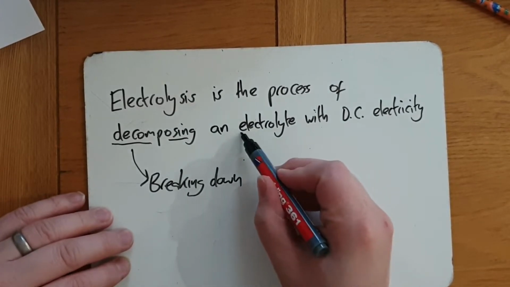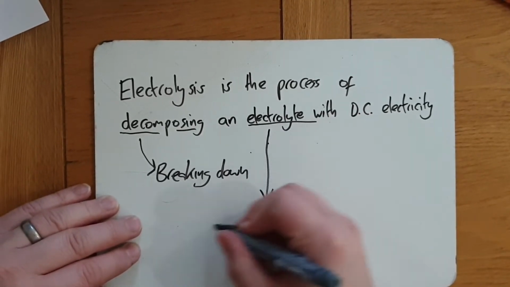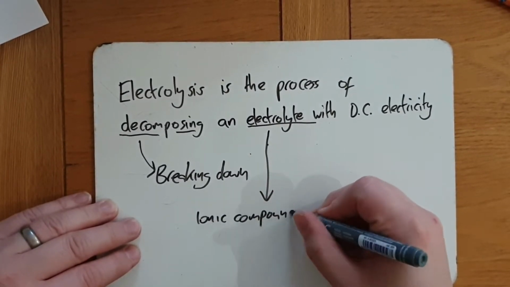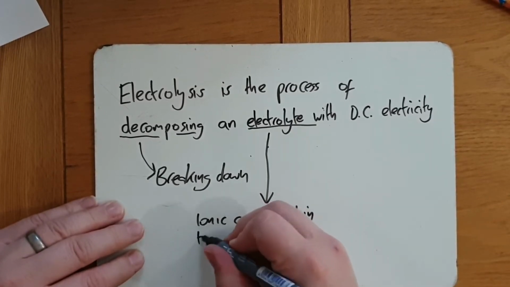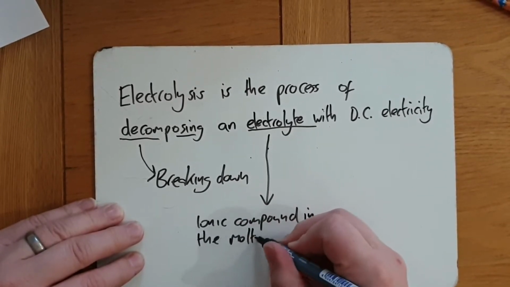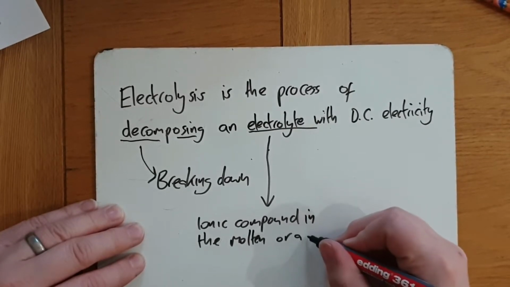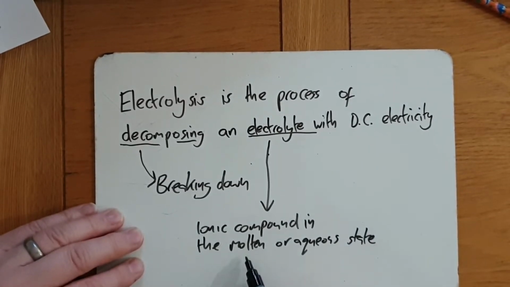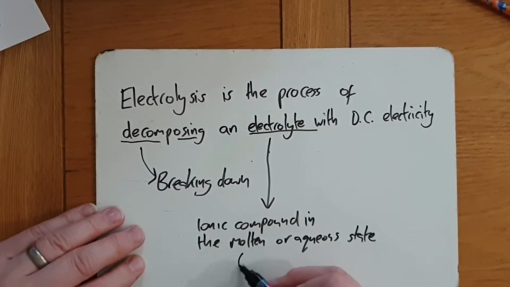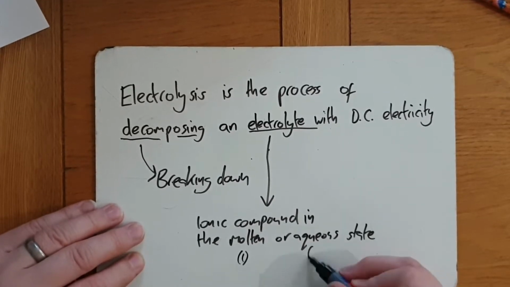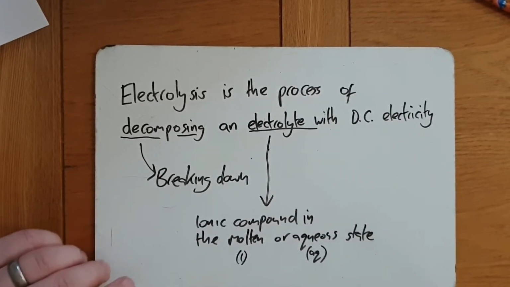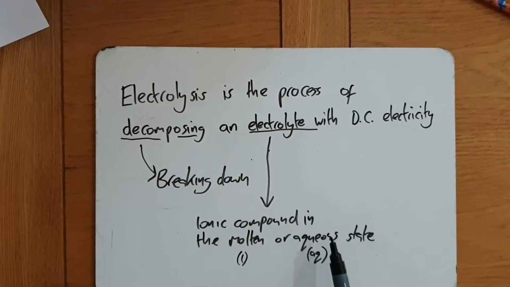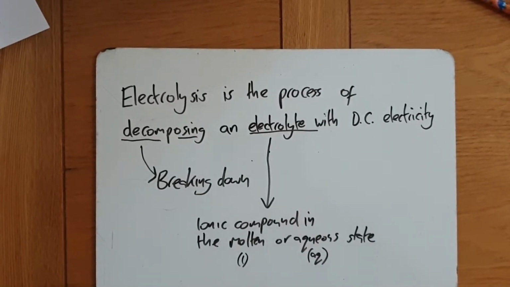So an electrolyte is an ionic compound in the molten or aqueous state. So molten just means you've heated it up until it's melted, right? It's a liquid, put brackets with a little L, and aqueous is dissolved in water, so brackets, AQ. And if you remember from the quiz, if you've got an ionic compound that's molten or aqueous, it can conduct electricity. So that's the electrolyte.